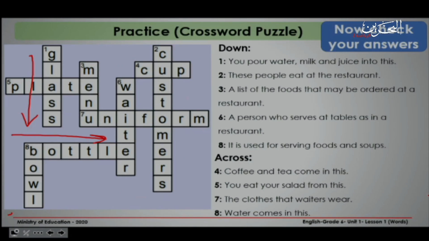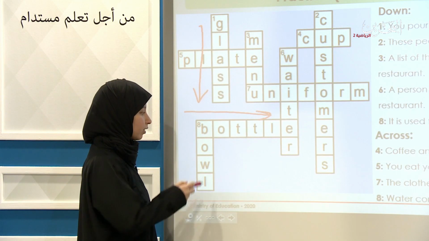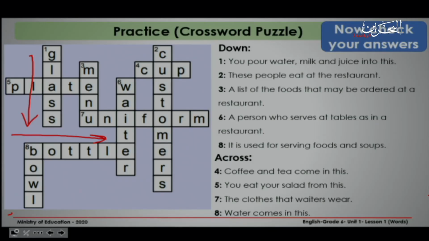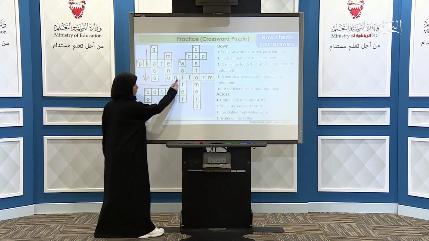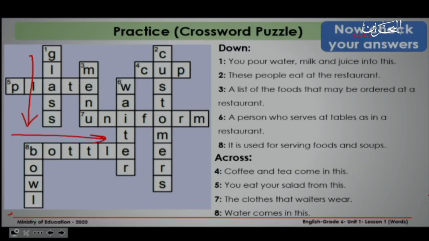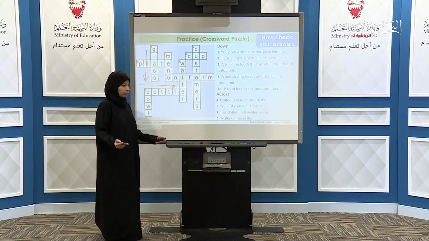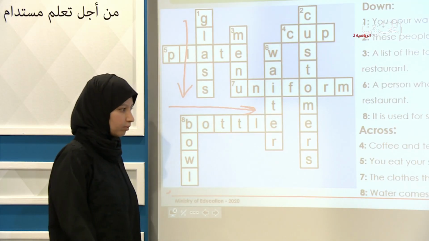8. It is used for serving foods and soups. What is it? It is bowl. Now we move to the definitions across. Coffee and tea come in this. It is a cup. You eat your salad from this. It is a plate. The clothes that waiters wear are called a uniform. Number 7. 8, the last one. Water comes into this. It is a bottle, which is number 8.